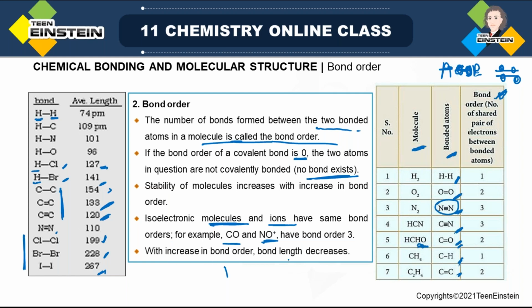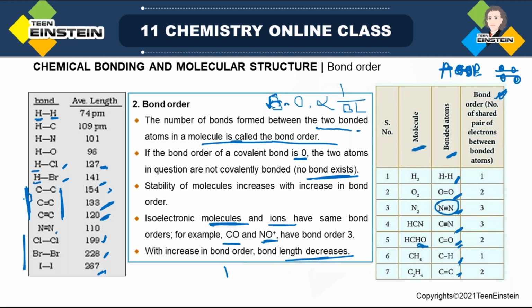Next point, with increase in bond order, bond length decreases. So a very important relationship: bond order, that is BO, is inversely related to bond length. Never forget this. Just take this example: C-C single bond, bond order 1; C=C double bond, bond order 2; C≡C triple bond, bond order 3. So length is decreasing as bond order is increasing. So these two are inversely related to each other.